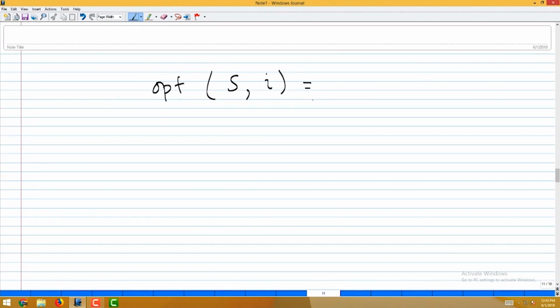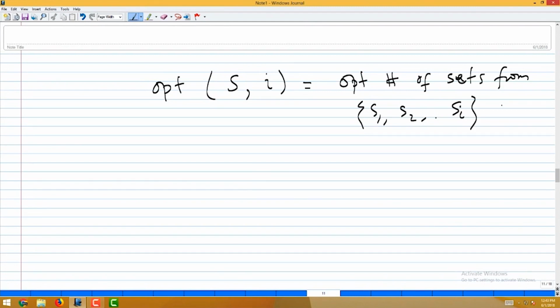I am defining OPT(Y, I) as the optimum number of sets from S1, S2, ..., Si that cover Y, where Y is a subset of X. Okay, these are the subproblems. But there is some incremental thing that is happening. I am just moving from the end. So, what will be the base case?